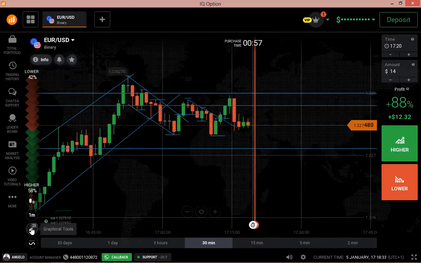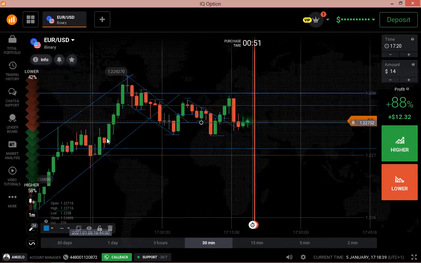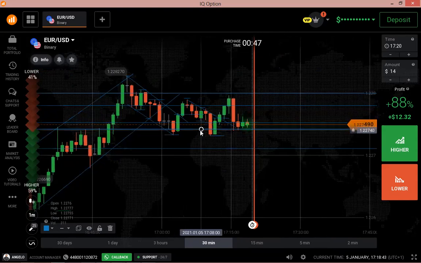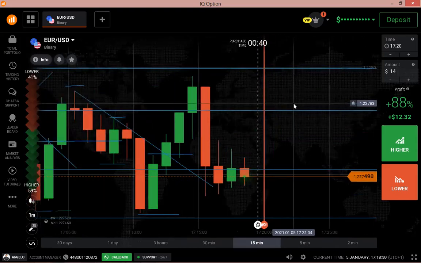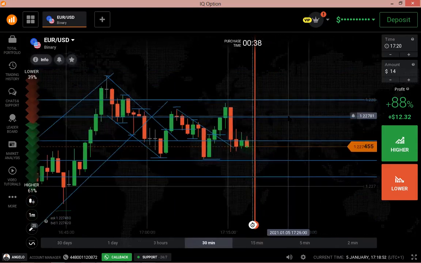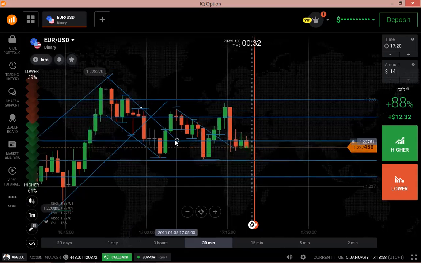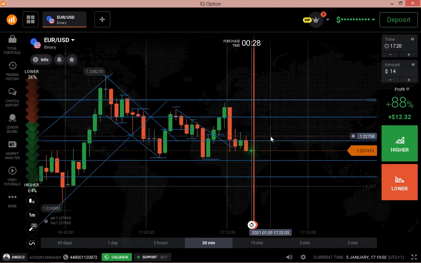So let me draw the area so that you don't get confused. As you draw, the area will begin from here. This is where the area begins. From here, this line and this line. This line and this line. See, sellers entered very strongly.